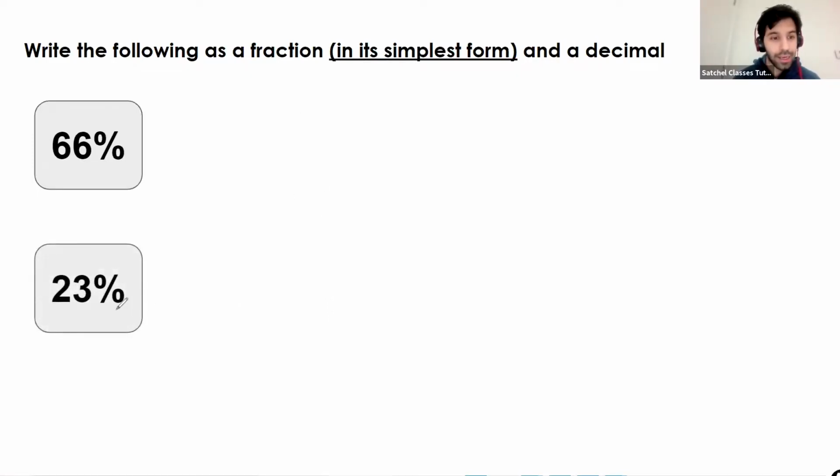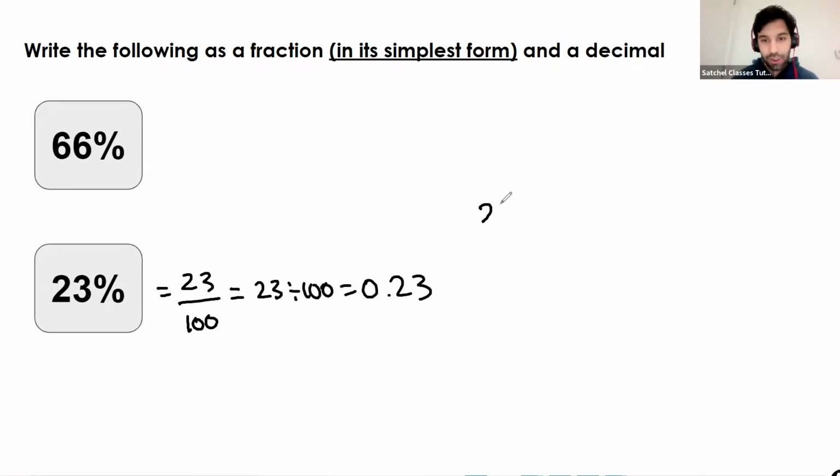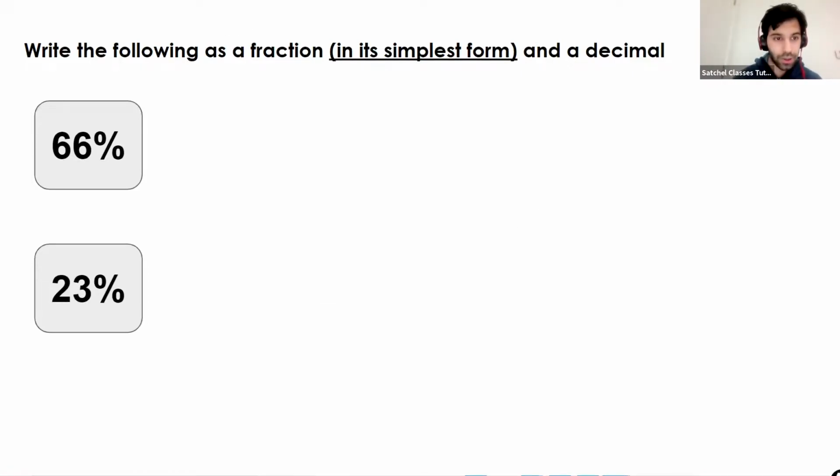23%. Again, I can rewrite 23% as 23 over 100. I can't simplify this anymore, so I will leave it like this. Now, as a decimal, well, 23 over 100 is the same as 23 divided by 100, because every fraction is a division problem. Therefore, 23 divided by 100 is 0.23. So again, I can say 23% is equal to 23 over 100, which is equal to 0.23. So I have the percentage, the fraction, and the decimal. Let's do one more example.